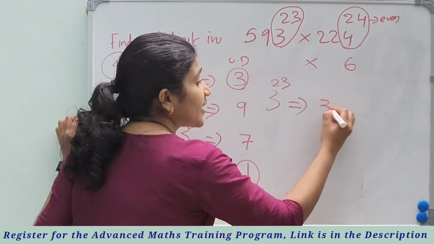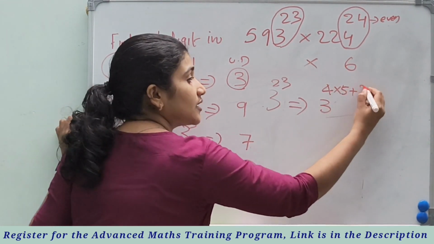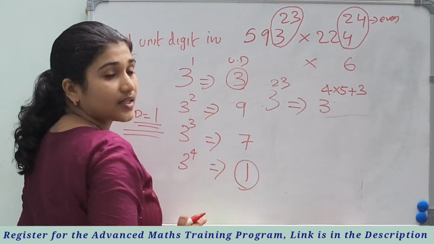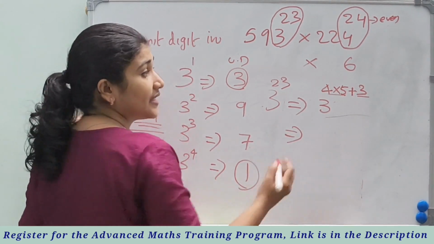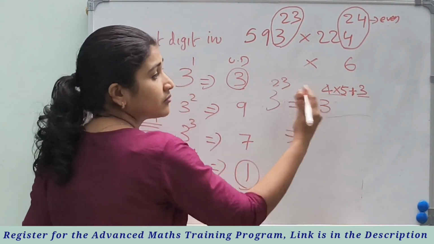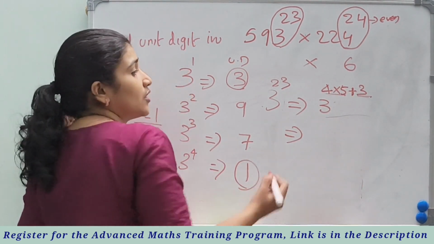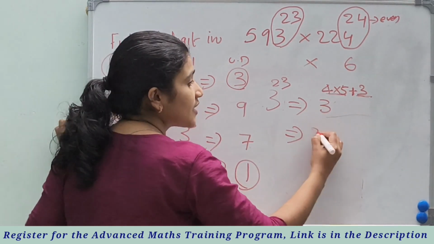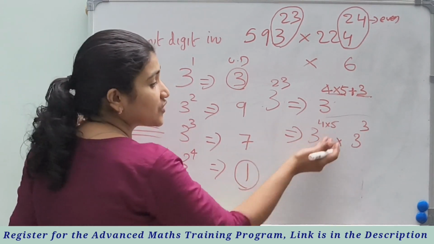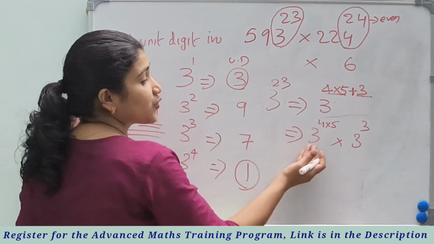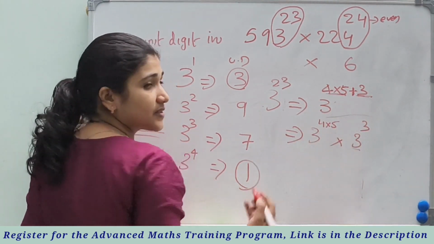Now 3 raised to 23, I can write it as 3 raised to 4 into 5, here 4 into 5 is 20. Remaining is 3. So 4 into 5 plus 3 is 23 here. Now this is like a raised to m plus n. Here we have a plus sign, so check the numbers left and right to it. On the left we have 4 into 5, on the right we have 3. So this is m and this is n. So we can write it as 3 raised to 4 into 5 into 3 raised to 3. That is a raised to m into a raised to n is equal to a raised to m plus n, the same base.